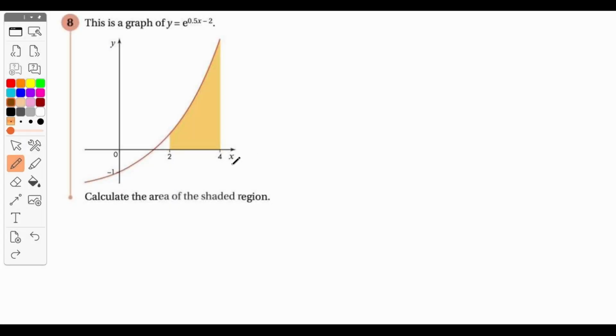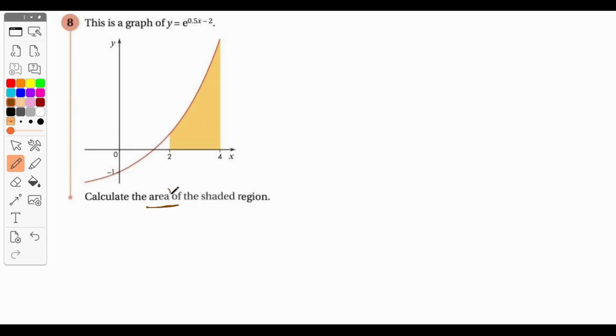Now let's come to this question. We have here the graph of the function y equals e to the power of 0.5x minus 2. The question here is to calculate the area of the shaded region, from x equals 2 to x equals 4. I think you need to recall what you have studied before in grade 11. We have studied this before: the area under the graph, this is integration.